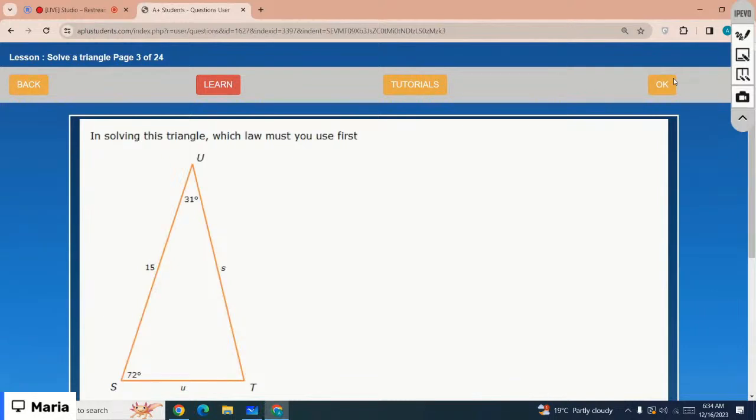In solving this triangle, which law must you use first? You are given two of the angles and one of the sides. You must use the law of sine, right? You must use the law of sine.